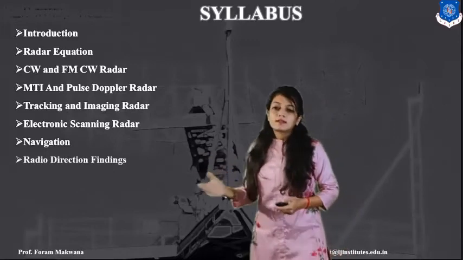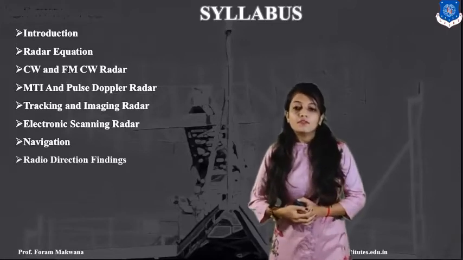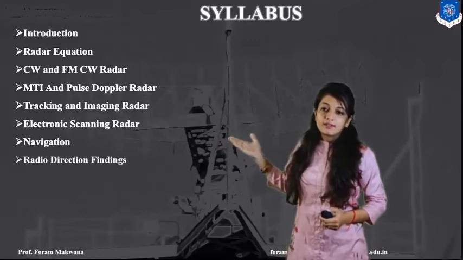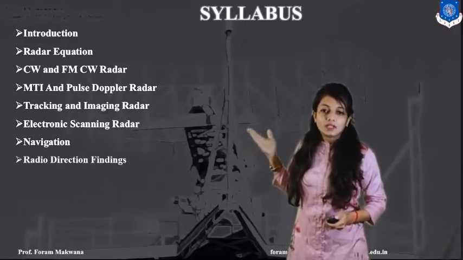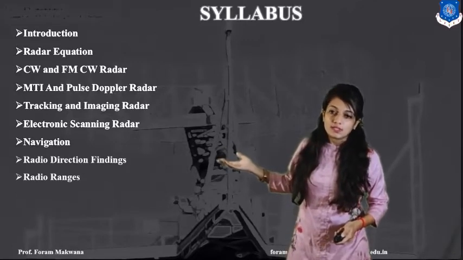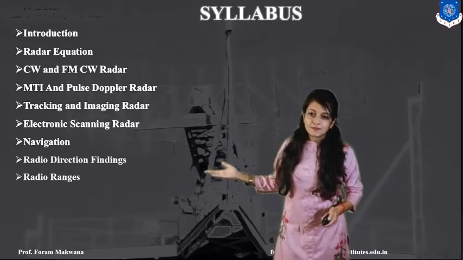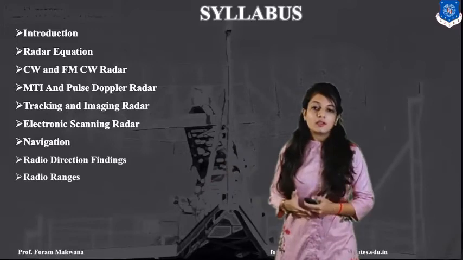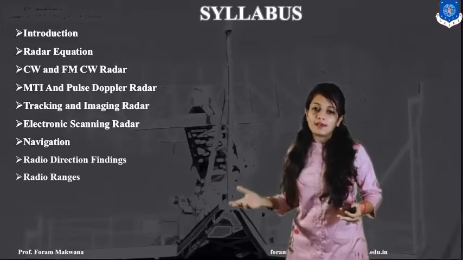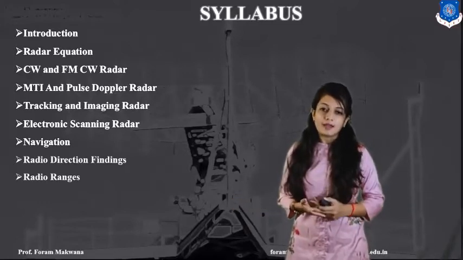Chapter number 8, that is radio direction finding. In this chapter, we will find how to find the target in the presence of different clutters, alright? Chapter number 9, that is radio ranges. In these radio ranges, we are able to find how far my target is from the radar at low frequency, medium frequency, and at higher frequency.